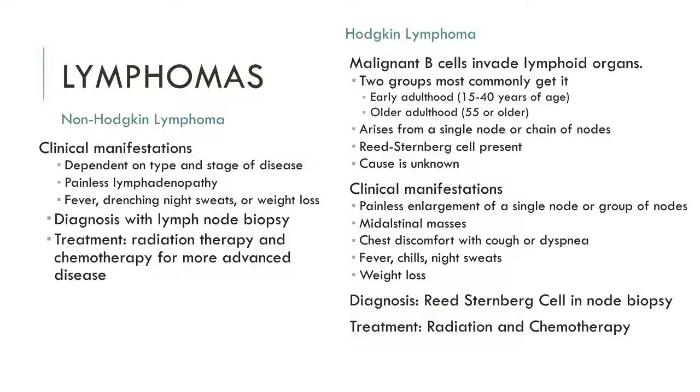So both of them have this fever, night sweats, and weight loss. Like I said before, the diagnosis is made by seeing this Reed-Sternberg cell in the node biopsy. And the treatment tends to be radiation and chemotherapy.